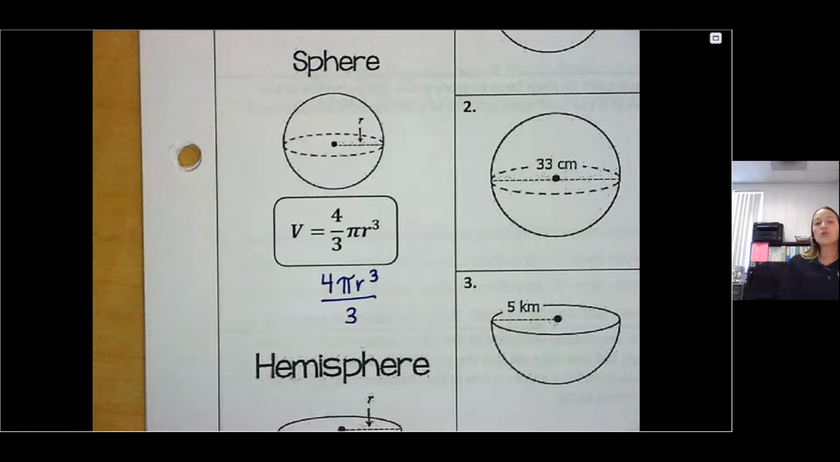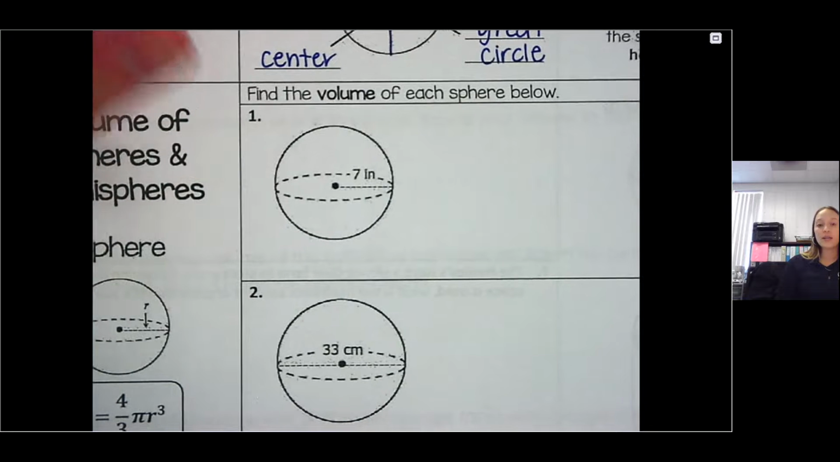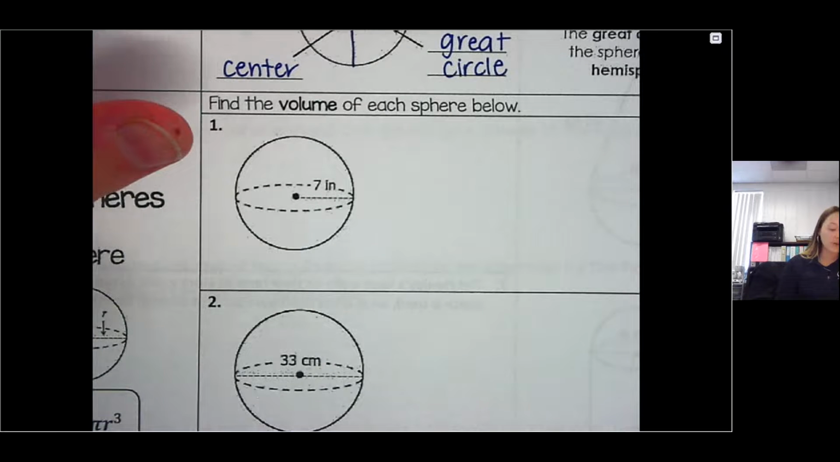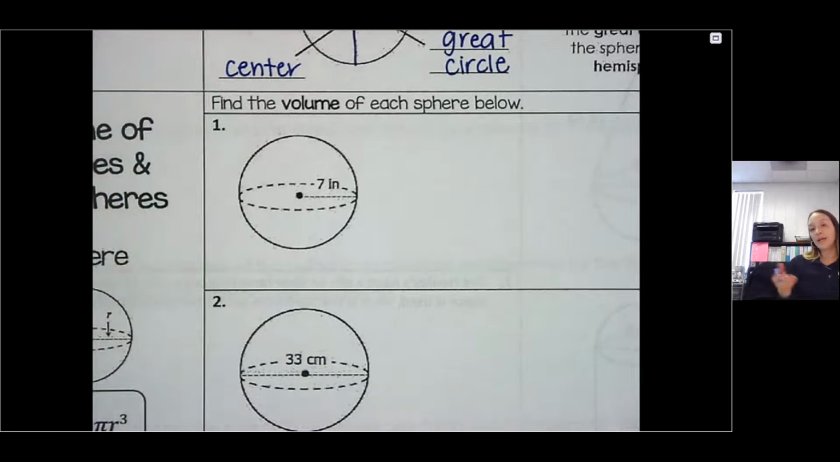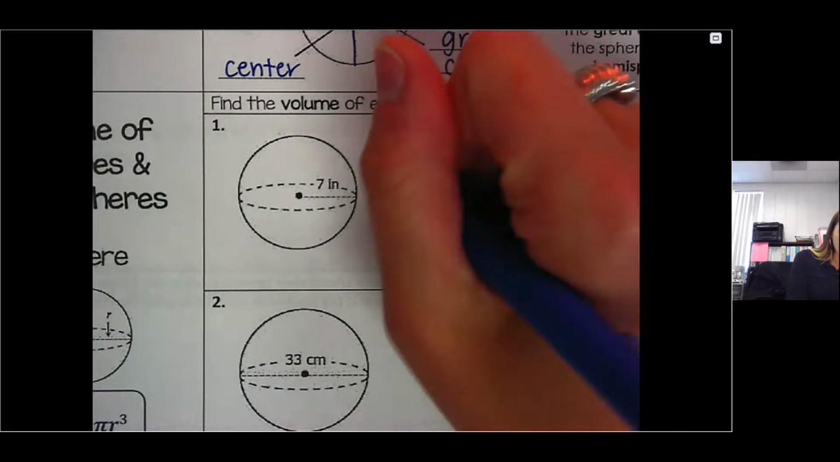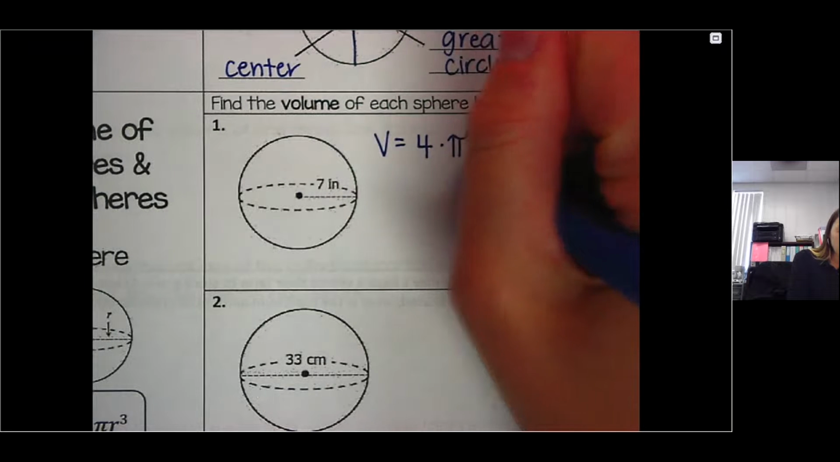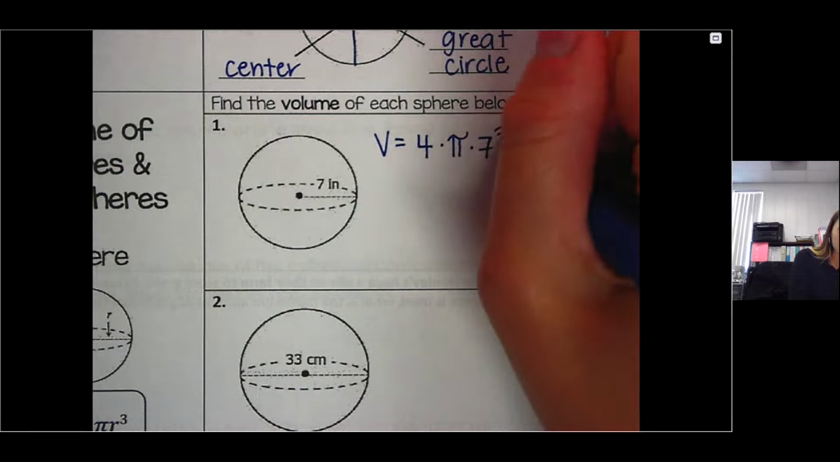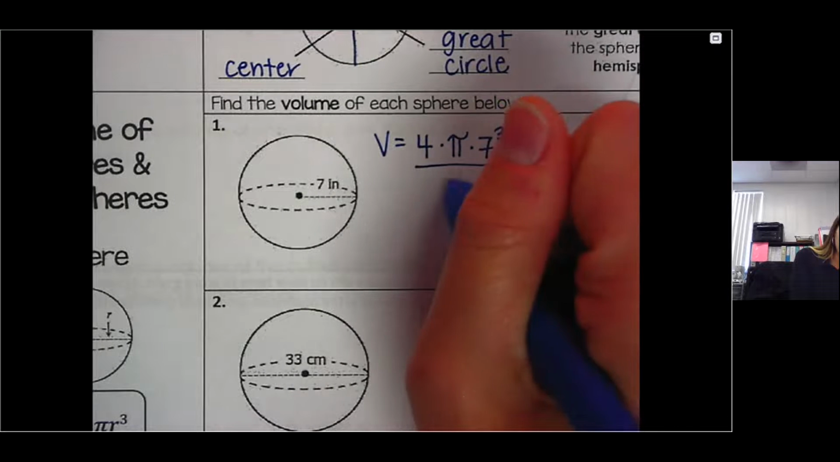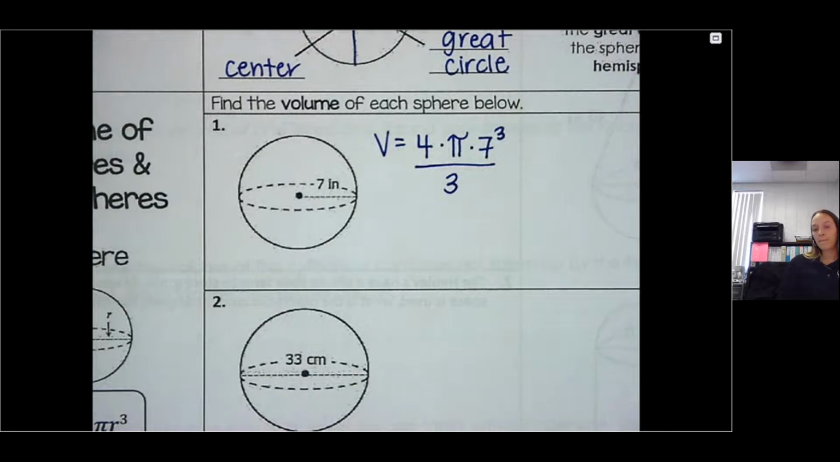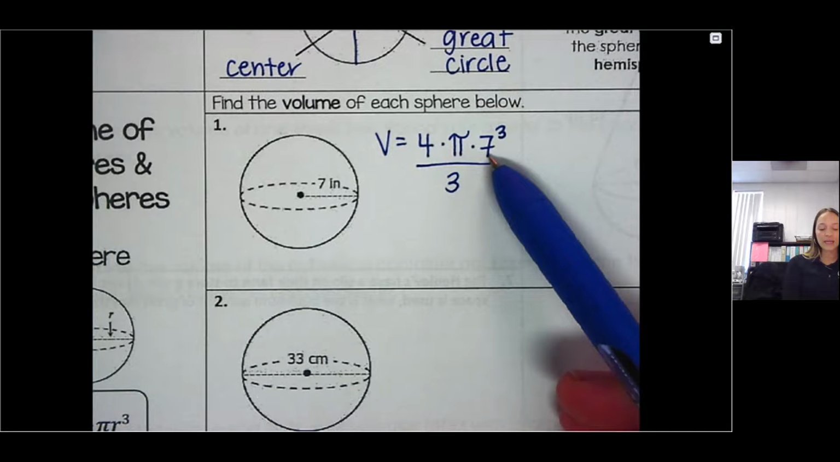So all you have to do is be able to put it into your calculator, and then you're good to go. So let's take a look at number 1. You're finding the volume of the sphere. And in number 1, the only thing you need is the radius. What's the radius in number 1? 7. It's 7. So in our equation to find volume, we're going to do 4 times pi times 7 cubed divided by 3. So this is my radius cubed.